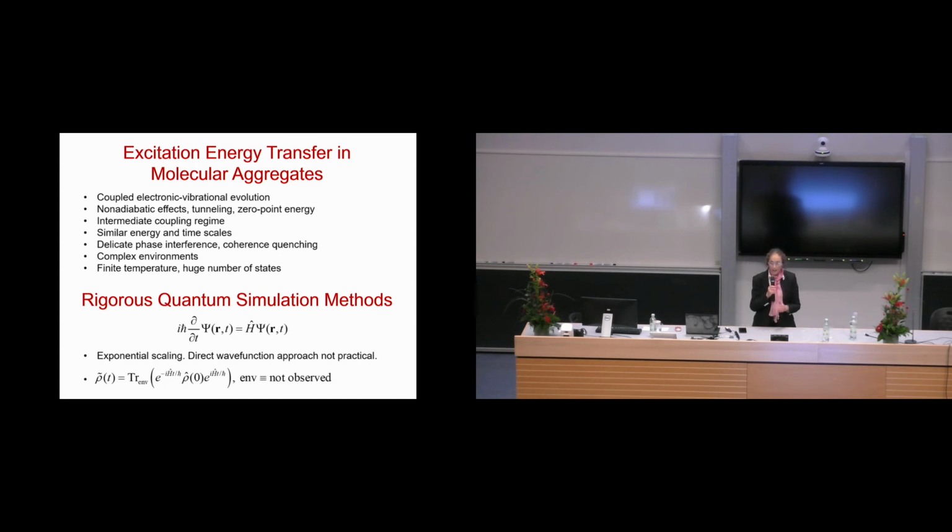Also, the couplings can be in the intermediate regime, can be in the same range as various timescales that we get from vibration and electronic degrees of freedom. So also there are finite temperature calculations we need to do, and there's a huge number of states. So they are challenging. If we use standard approaches, try to solve the time-dependent Schrödinger equation to study the dynamics using wave function methods, we run into the infamous dimensionality crisis of quantum mechanics. Basically, the volume of the wave function grows exponentially with the number of particles.